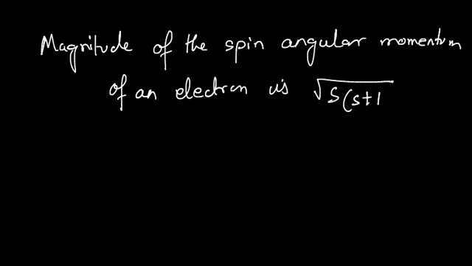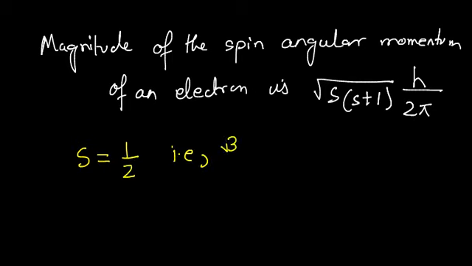Now, the magnitude of the spin angular momentum, let me write this down first. Yes, angular momentum of an electron is root over s into s plus 1, this whole term, into h by 2 pi, with spin quantum number s equals half, that is nothing but root 3 by 4 pi whole into h.